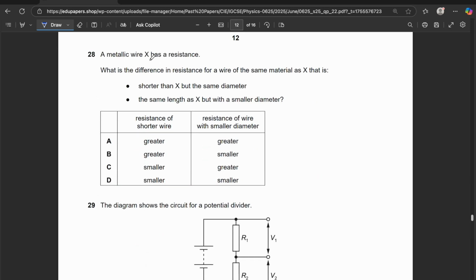28. A metallic wire X has a resistance. What is the difference in resistance for a wire of the same material as X that is shorter than X but the same diameter, and the same length as X but a smaller diameter? We have this equation: resistance equals rho L by area. Area is the cross-sectional area. Rho is the constant because it is the same material, and this is length. If length decreases, resistance will decrease as well. And smaller diameter means smaller area, which will make the resistance increase. So it will be C.